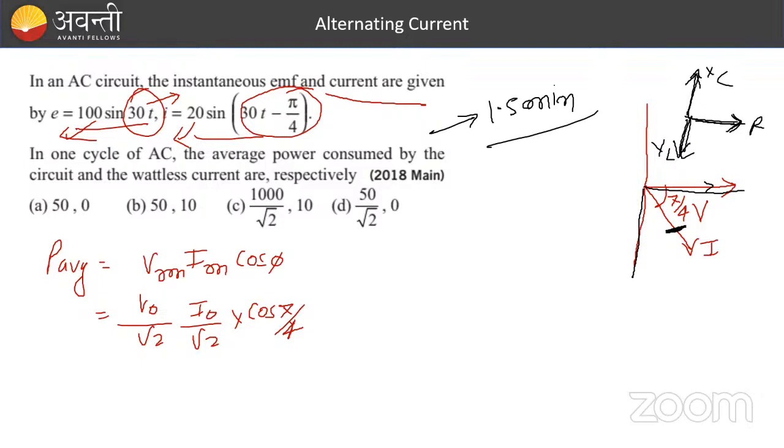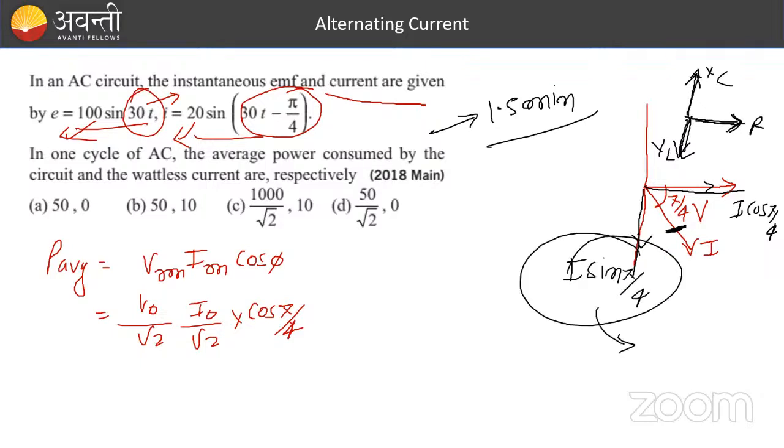तो यहाँ पे XC तो है नहीं, सिर्फ L है. So component of current here will be, in this direction it will be I cos pi by 4, and in this direction it will be how much, I sin pi by 4. So this component of current is what, wattless current. So whatever component of current is along the line of XL and XC is wattless, and whatever component of current is along the line of R, that will contribute in power consumption.